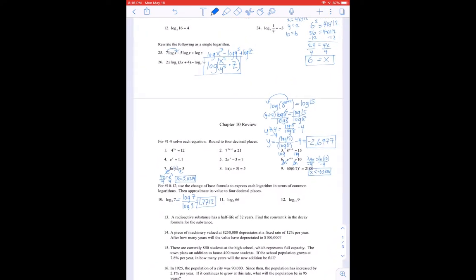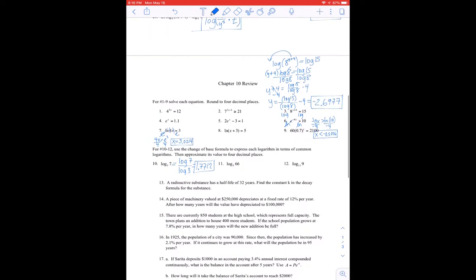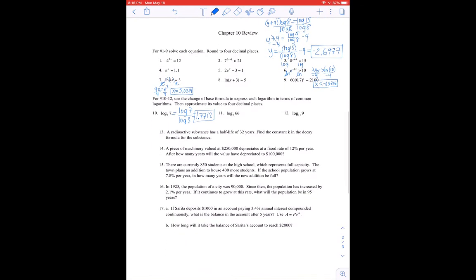13. A radioactive substance has a half-life of 32 years. Find the constant K in the decay formula for the substance. Okay, you need to go find all of those formulas. There were 4 that Mrs. Worker taught you. There were 2 increasing and 2 decreasing equations, so make sure to go find those.